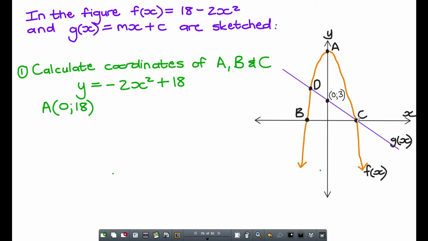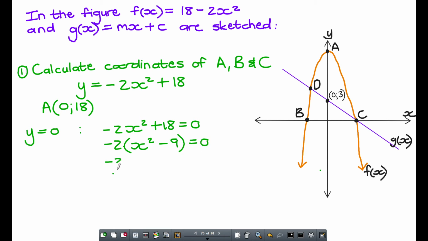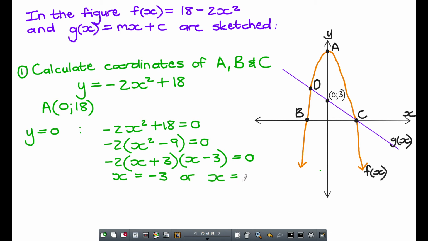Then, to get B and C, those are my x-intercepts. And how do we get x-intercepts? We make y equal to 0. So in other words, I'm going to say minus 2x squared plus 18 is equal to 0. Dan haal ek gou uit 'n gemeene faktor van minus 2. So dan kry ek dit. That bracket, I can now go and factorize to be x plus 3 and x minus 3, which means that x will be minus 3 in the first bracket, en in die tweede bakkie gaan x mos wees 3.